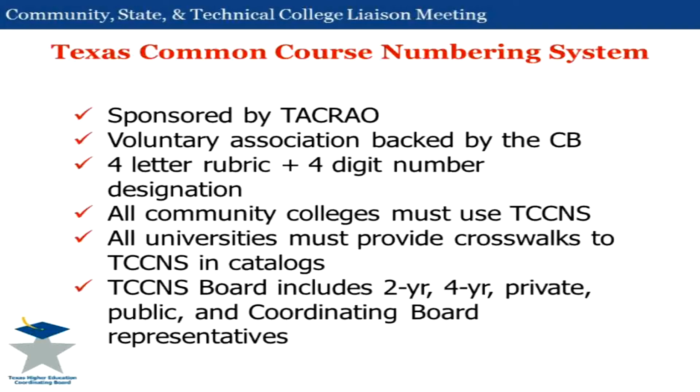For the universities, they're required to provide a crosswalk. There are a few universities that have adopted at least the rubric and numbering system. I know West Texas A&M University, for example, has adopted it. But for the universities, all they have to do is provide a crosswalk in their catalog so that students or you, people that work at the colleges, can go through and identify which are the common courses at, say, UT Arlington or A&M Kingsville.